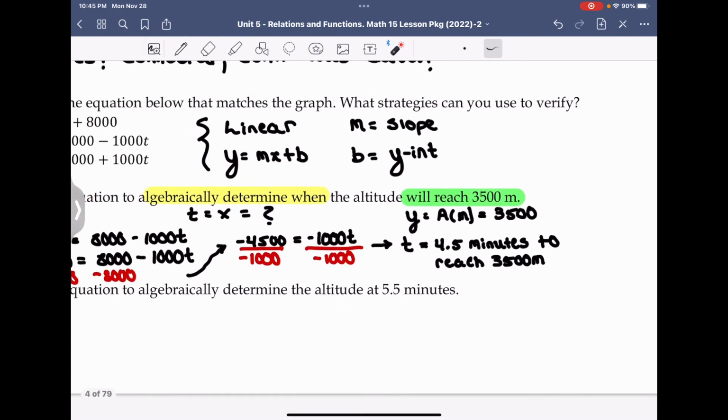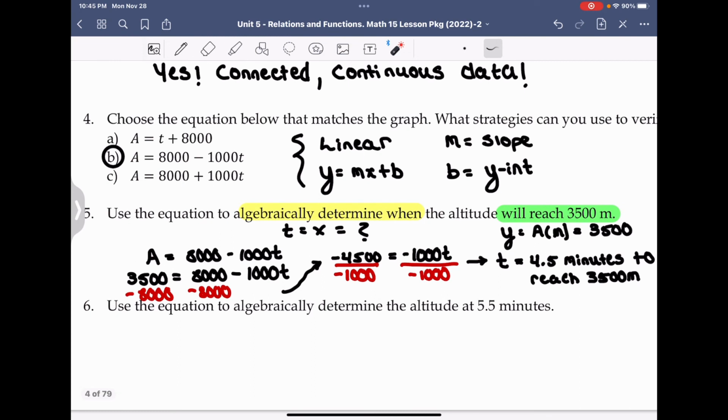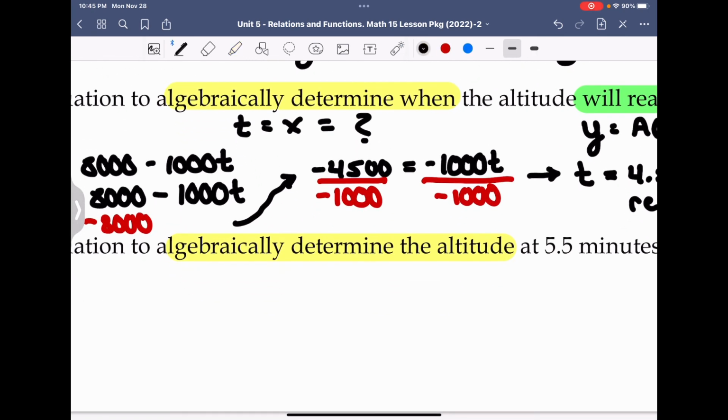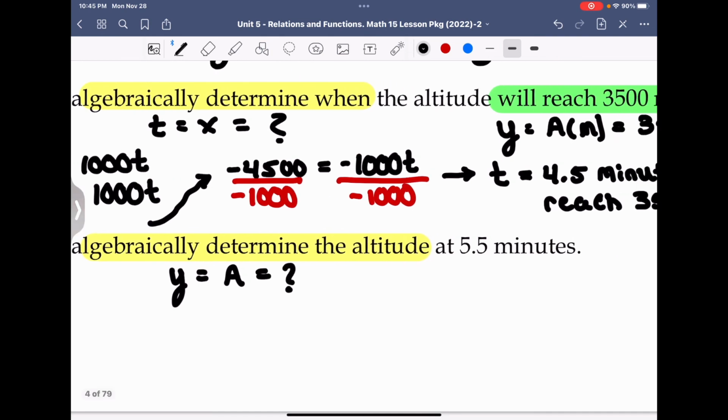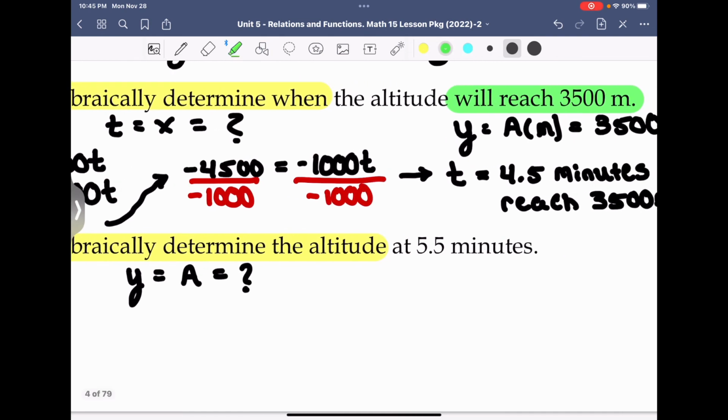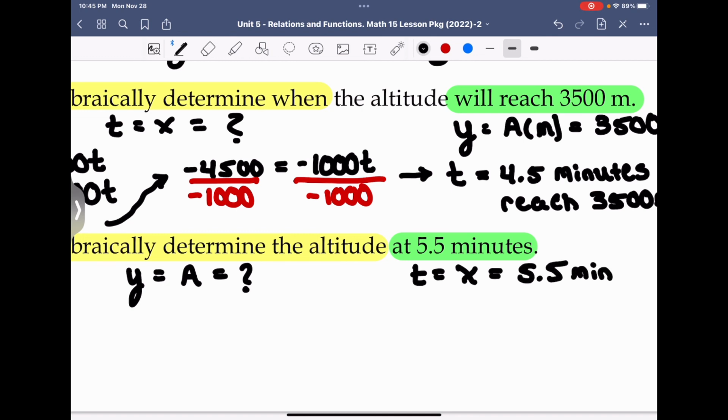All right, last part to our lesson today. Use the equation to algebraically determine, so instead, now we want to determine the altitude. When we talk about determining the altitude, this is our y, or our dependent variable. This is the altitude, it's our question mark. What do we know in the context of this problem? They say at 5.5 minutes, which is symbolic of our time, our independent variable, so we know it is 5.5 minutes in this case.